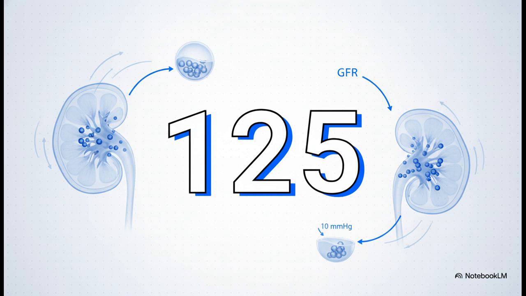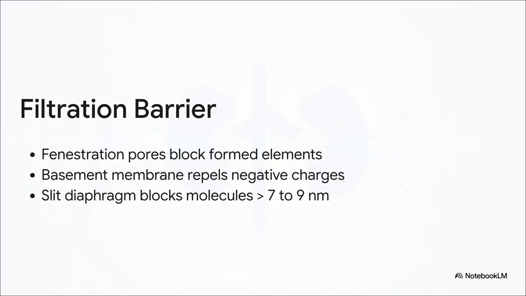And that specific rate relies completely on maintaining a very precise net filtration pressure, basically about 10 millimeters of mercury continuously pushing fluid out. To make sure the filtrate is perfect, your blood has to pass through what is essentially an intense 3-layered microscopic VIP bouncer system, called the glomerular filtration barrier. Layer 1, the fenestration pores. These are tiny little windows in the capillaries that let the small stuff through but completely block the big guys like red and white blood cells.